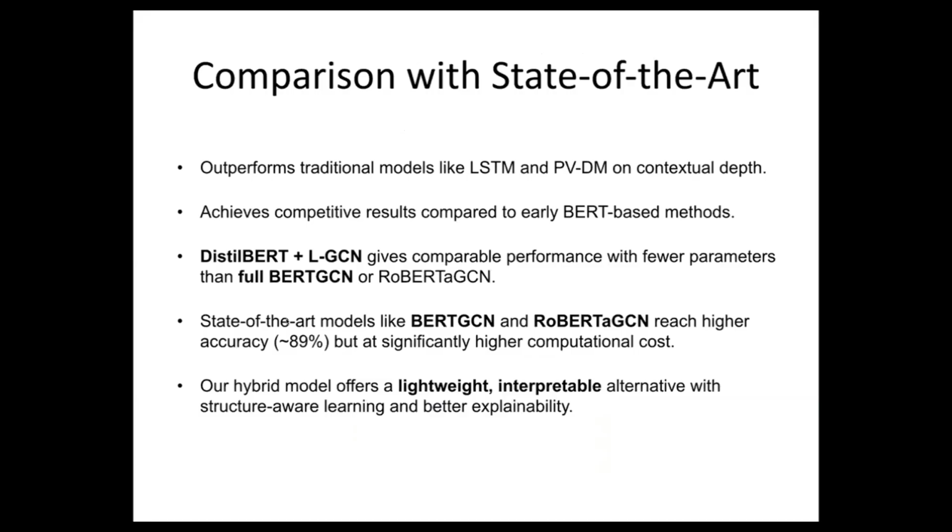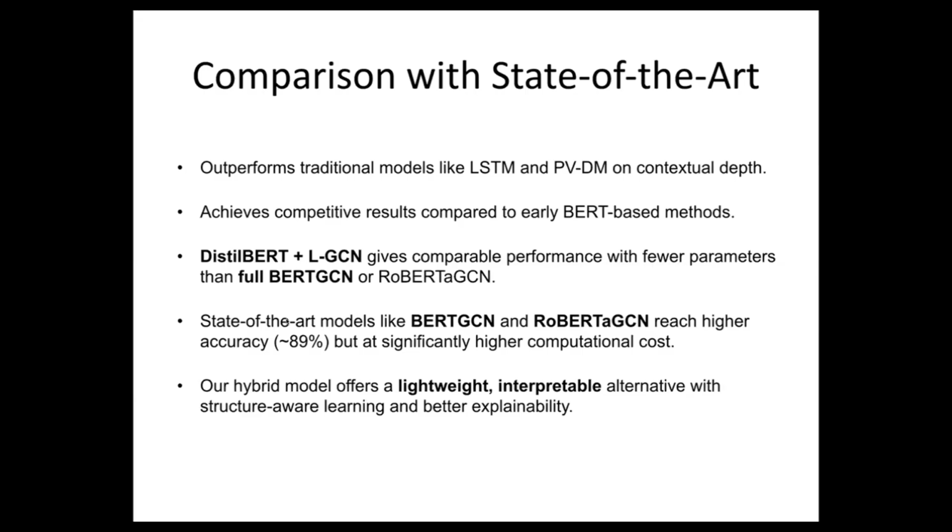Now let's compare with the earlier approaches. Our model outperforms traditional baselines like LSTM and PV-DM, which lack the capacity to model deep contextual and structural relationships. So we address this gap by integrating graph-based learning. Second, we deliver results that are competitive with early BERT-based models despite using smaller and more efficient components. Our hybrid architecture combining DistilBERT and a learnable GCN achieves nearly the same accuracy as larger models like BERT-GCN and RoBERTa-GCN, while using fewer parameters and significantly less compute power.